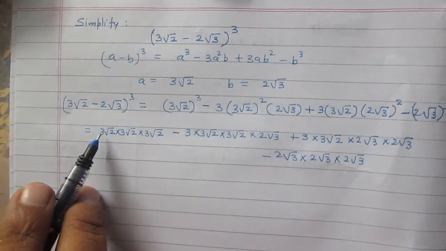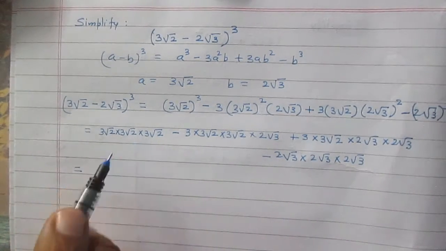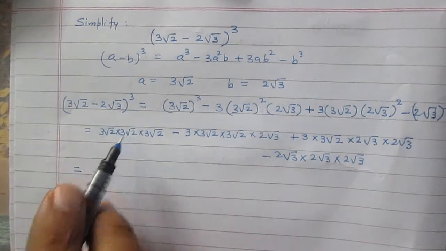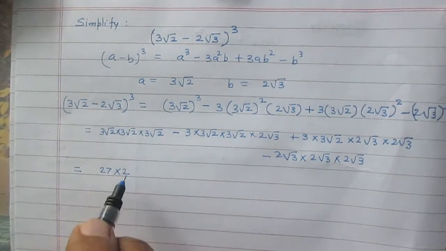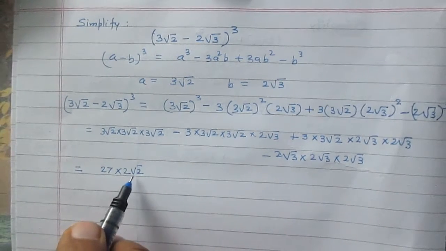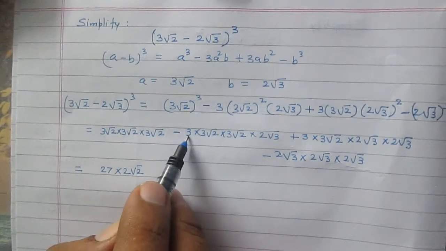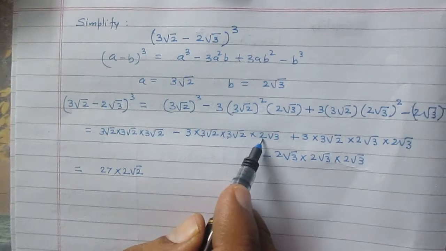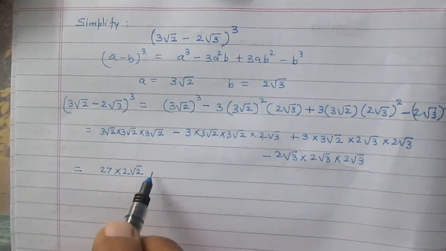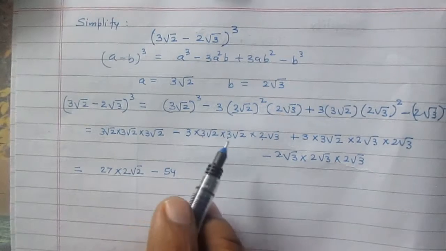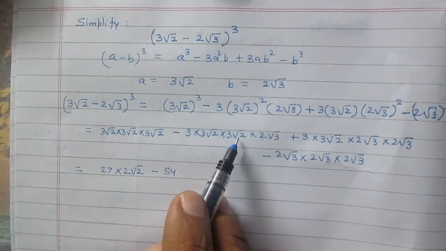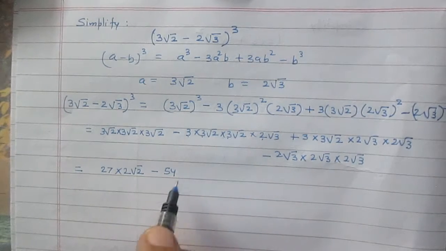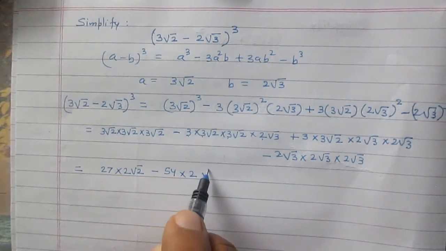The first term: 3 3s are 9, 9 3s are 27, so it is 27. √2 and √2, it is 2. The last term is the √2. Now 3 multiplied by 3, 9, 9 3s are 27, 27 2s are 54 and negative sign, so it is minus 54. Now √2 and √3. √2 and √2 is 2 itself, and then √3.